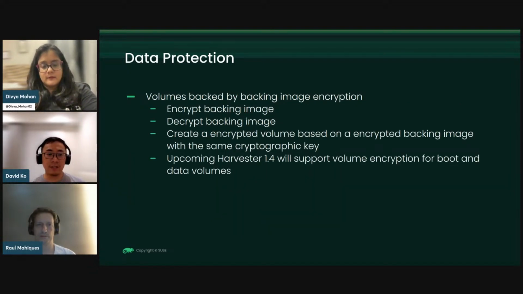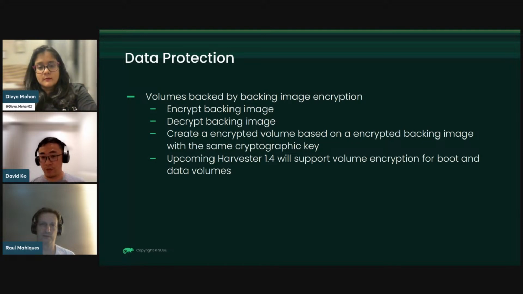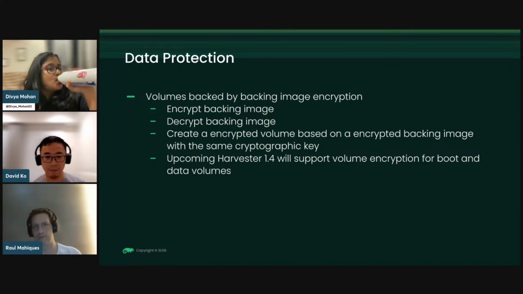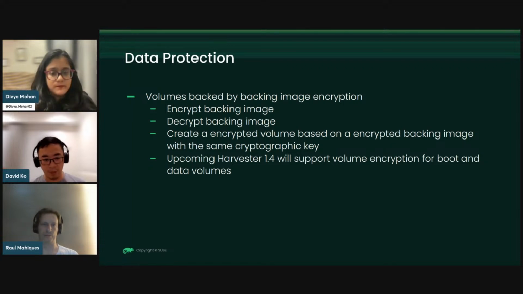And the next one is the backing image encryption. Before 1.7, we supported volume encryption, but if your volume is based on a backing image, there's no support for that. But in 1.7, we support that. You can encrypt the backing image, or you can decrypt it, or you can create an encrypted volume based on an encrypted backing image with the same cryptographic key.